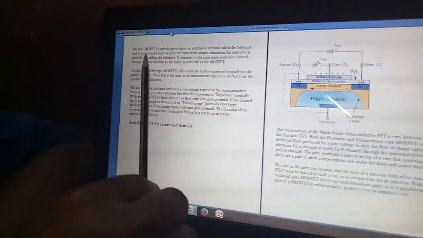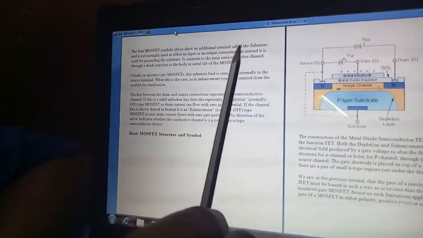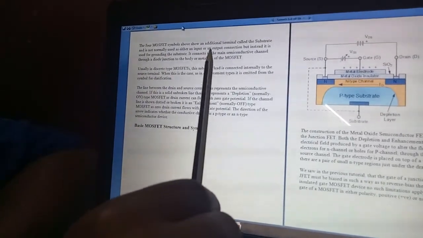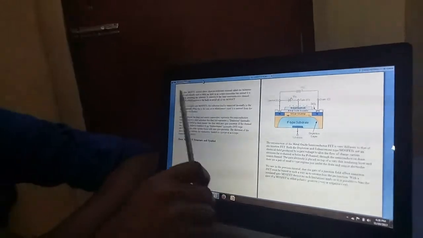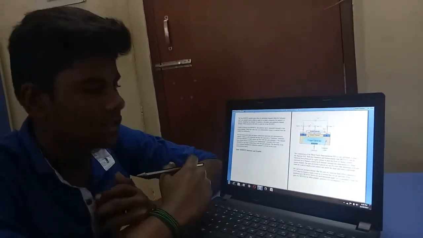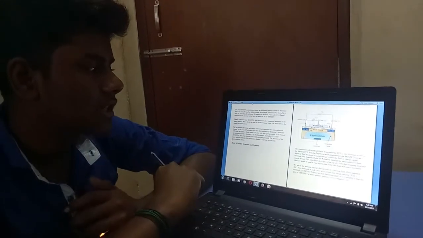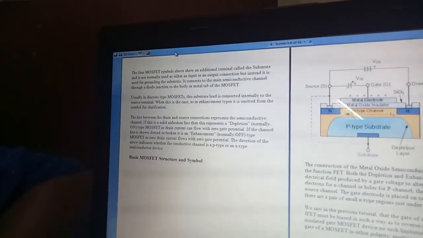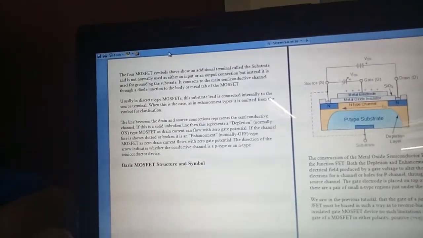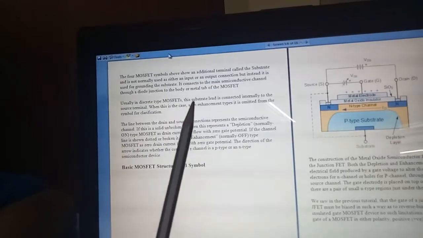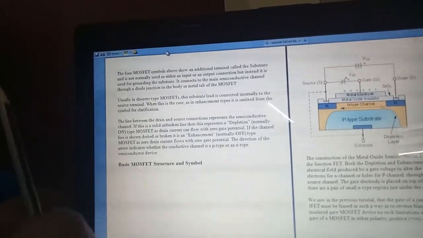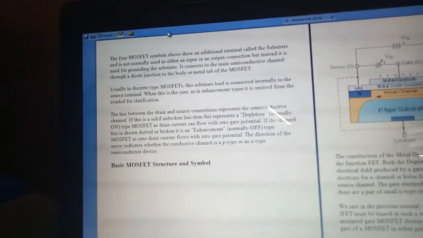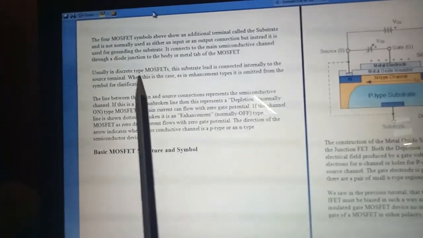Next page. The MOSFET symbols above show an additional terminal. In the last page, the MOSFET symbols are shown there. It is not normally used as either an input or an output connection, but instead it is used for grounding the substrate. It connects to the main semiconductor channel through a diode junction to the body metal tab of the MOSFET. Usually in discrete type MOSFETs, the substrate lead is connected internally to the source terminal. When this is the case, as in enhancement types, it is omitted from the symbol for clarification.